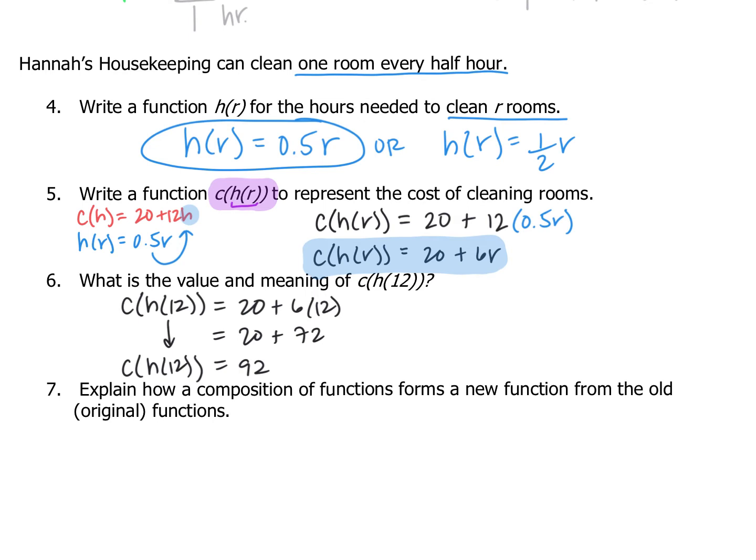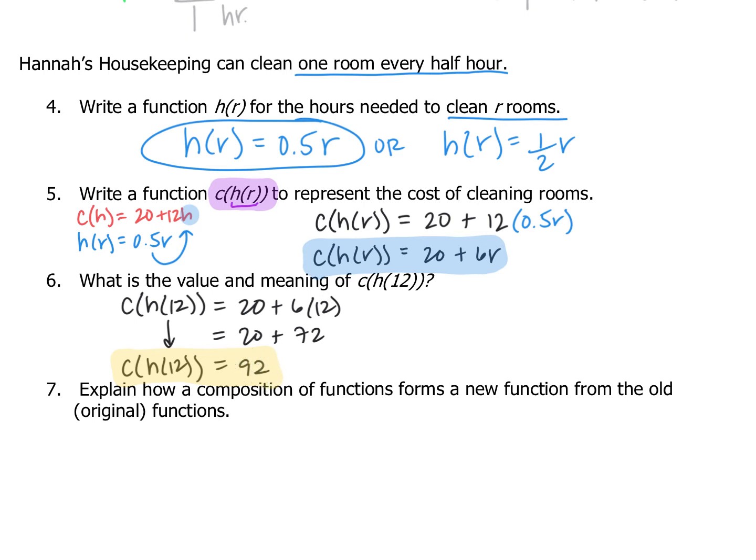And we're thinking, okay, what does this mean in terms of our problem? Well, remember, we're looking at a specific number of rooms and how much Hannah makes to clean the rooms. So if Hannah cleans 12 rooms, she makes $92.